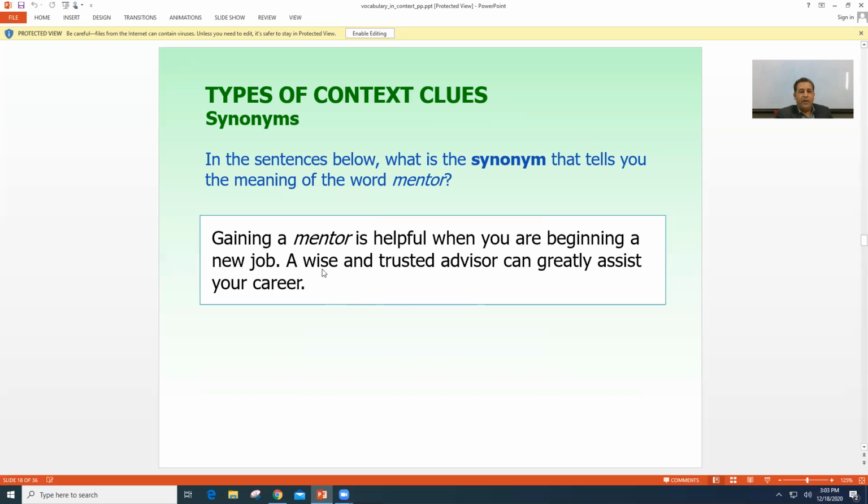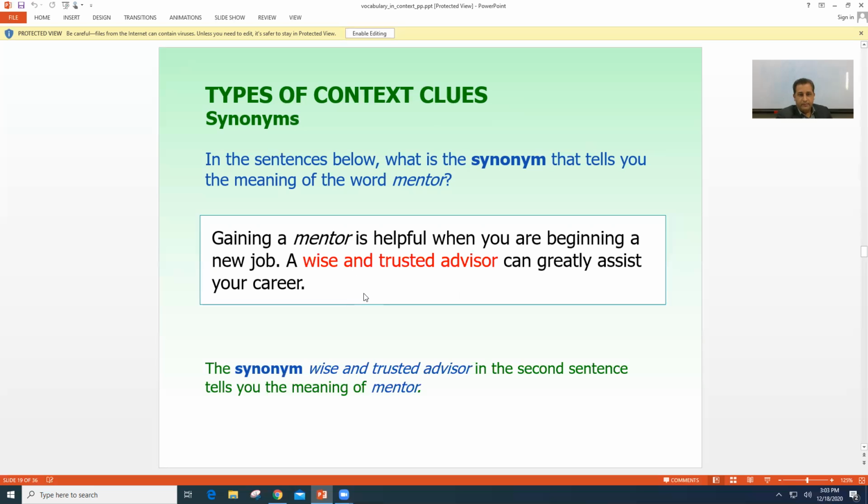So a wise and trusted advisor is someone who you need when you are beginning a new job. So most probably the word mentor means a wise and trusted advisor. So we have this synonym clue here. That has helped us to figure out the meaning of the word mentor. Let's check. So the synonym wise and trusted advisor in the second sentence tells you the meaning of mentor.